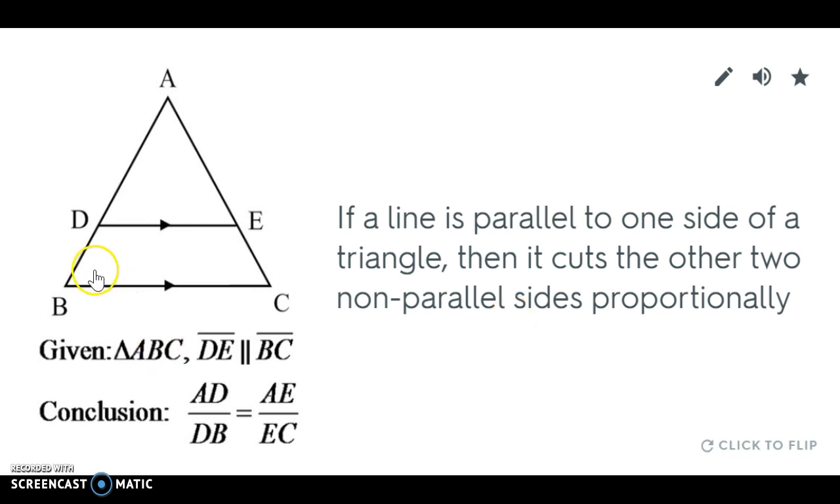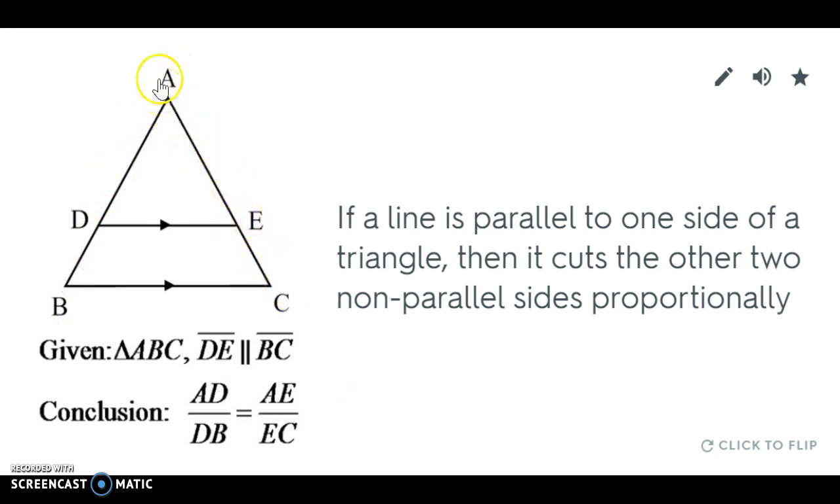which says if you have a line that's parallel to one of the sides of the triangle, then it cuts those non-parallel sides proportionally. So since DE is parallel to BC, then it cuts the left proportionally to the right.